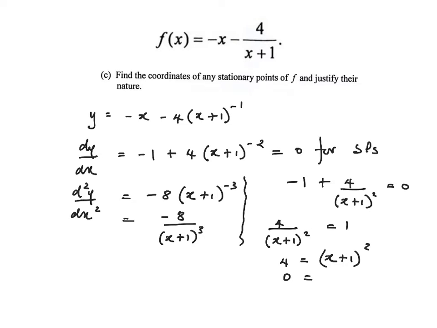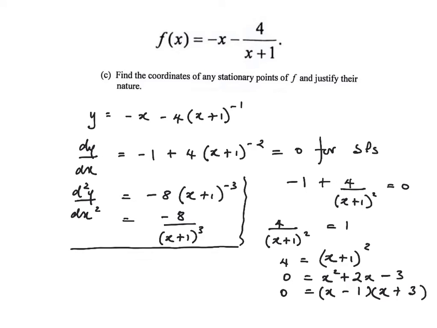Expand the brackets, so that's x squared plus 2x plus 1, plus 1 minus 4 is minus 3, and this factorises to give, you already know there should be two stationary points, so it's 3 and 1, plus and minus. So I have a stationary point at x equals 1 and another stationary point at x equals minus 3.